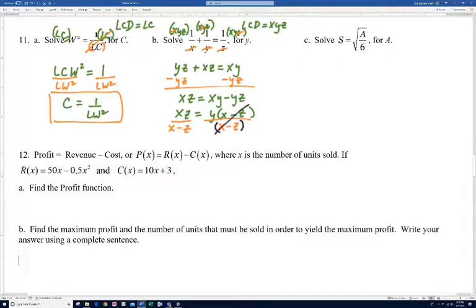So finally, we're going to get y is equal to xz over x minus z.